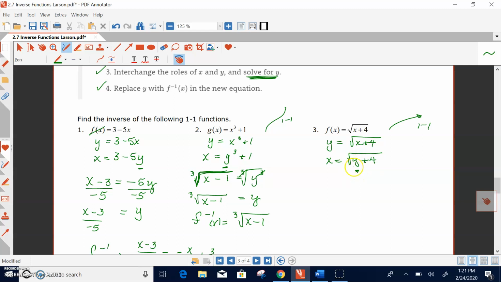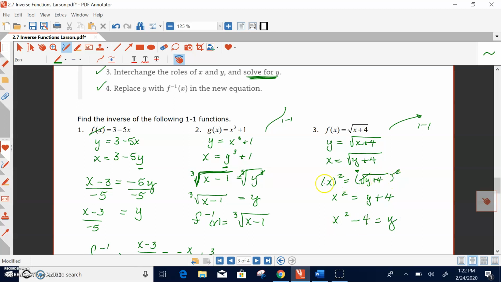Well, in order to get y by itself, I'm going to have to remove the addition of 4 and remove that square root. I can't remove the 4 until I remove the square root first. So I'm going to have to square both sides to get rid of that square root. The square and the square root cancel out. So I have x squared on the left. On the right-hand side, I have y plus 4. And so to finish this, I just need to subtract 4. So x squared minus 4 is equal to y.